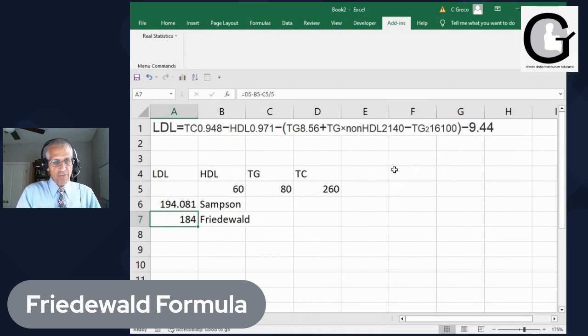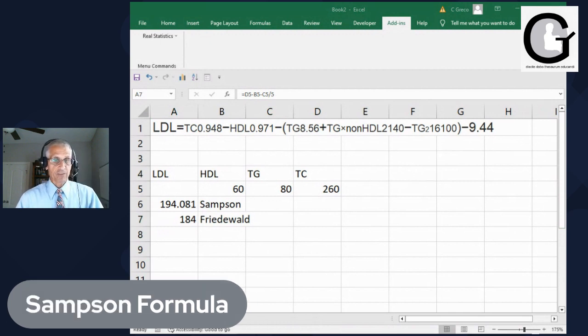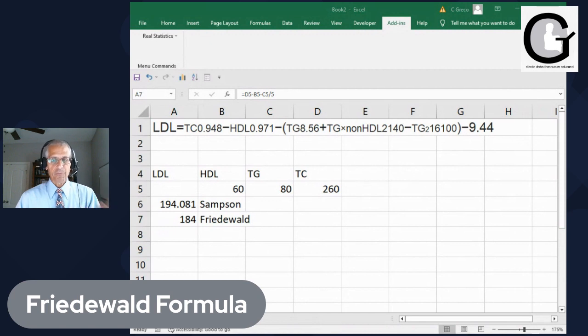And as a result of that, we are making data based on a formula that's outdated. So the Sampson formula is what seems to be better. The Friedewald formula doesn't seem to be as good. And that's where we have to sit back and figure out exactly what we're going to do with this information.